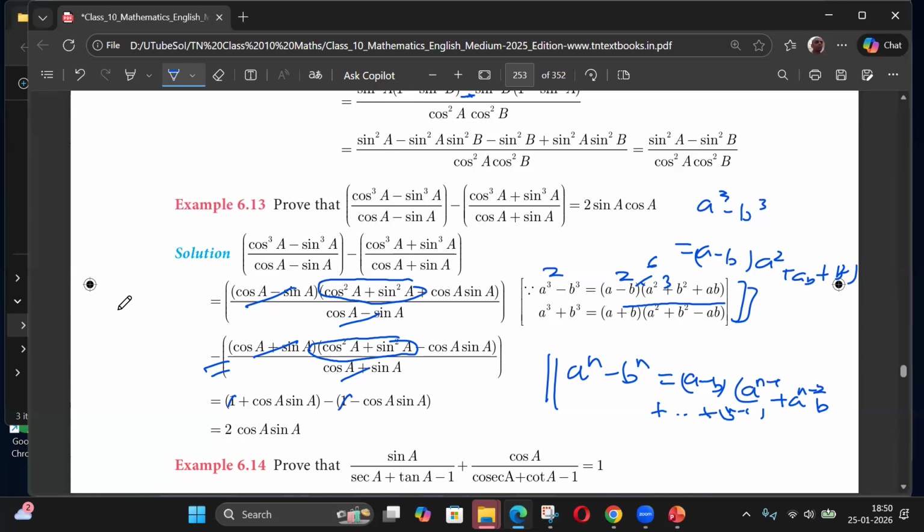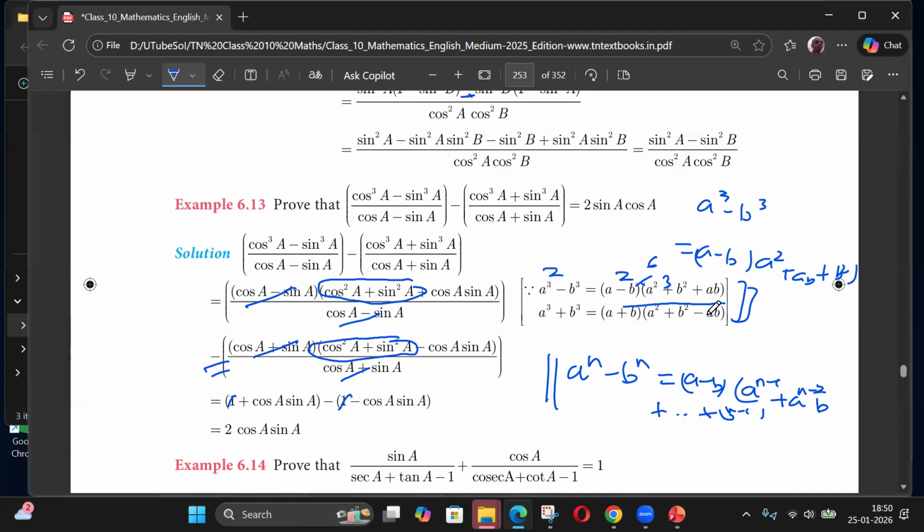You have to practice. You have to remember, you have to recognize this. Here the thing is a cube minus b cube. This thing has to come to your mind. And then there is a minus b. So a minus b will cancel with this one. And simply a cube plus b cube divided by a plus b. So obviously this thing will go.